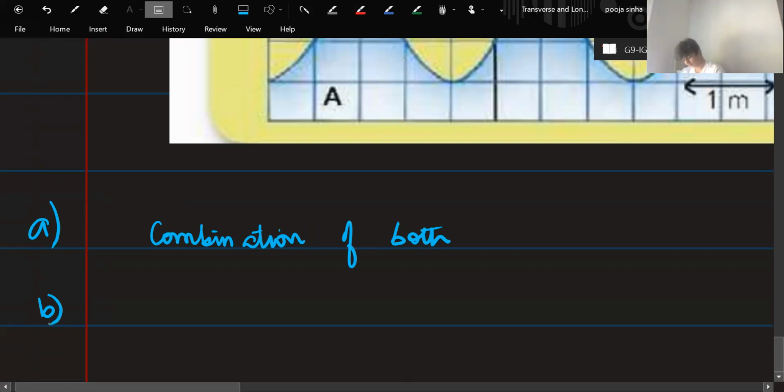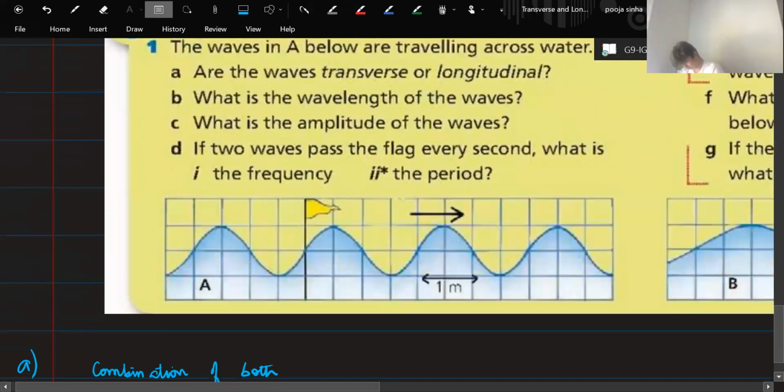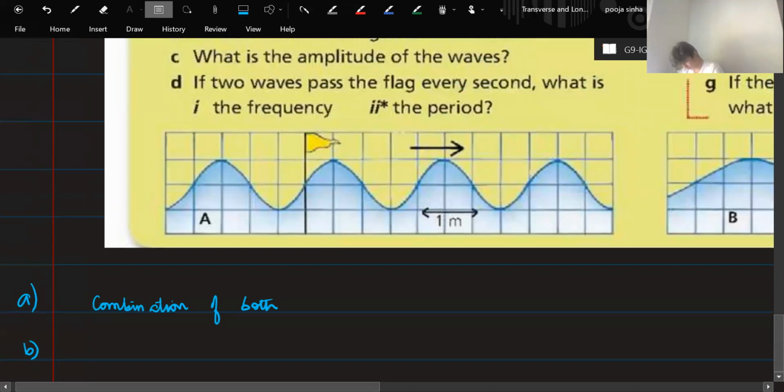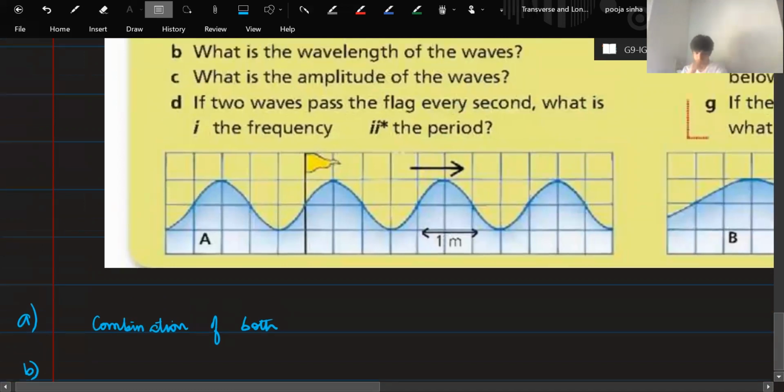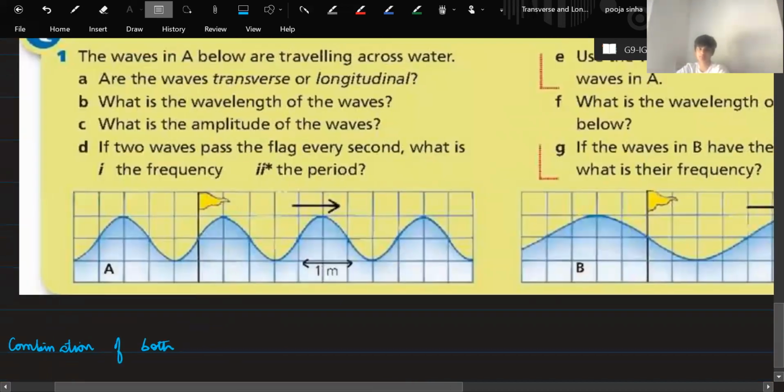Okay. Next question. What is the wavelength of the waves? How much is the wavelength? One second. Why are they both? Because even transverse waves can travel with medium and without medium. So can the answer be just transverse?